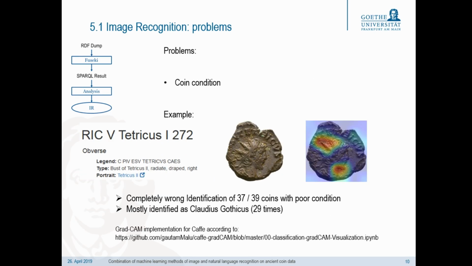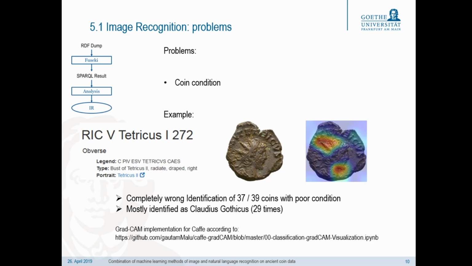A greater problem is the condition of a coin. For example, we have 39 coins in a poor condition on this example type. One of them is shown here. As you can see, some parts are missing and the portrait image suffered some aberration. The portrait here is Tetricus II. 37 of the 39 damaged coins had a completely wrong top 5 classification.